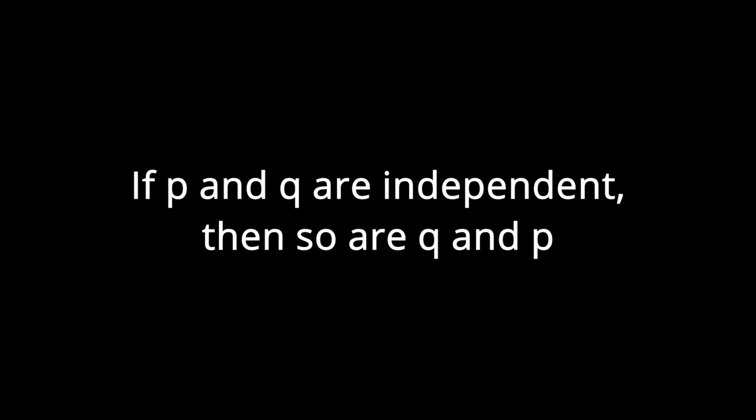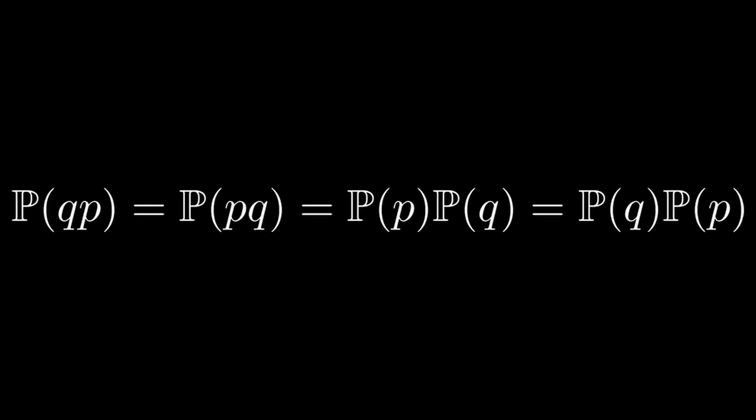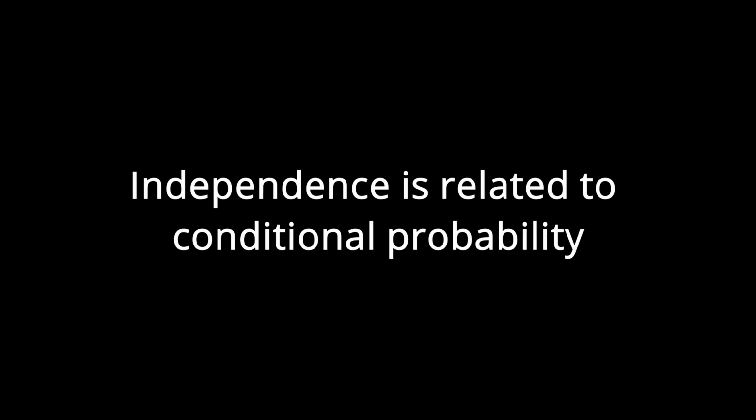This is a perfectly symmetric definition. If P and Q are independent, then so are Q and P. If P and Q are independent, then the probability of Q and P equals the probability of P and Q, which is the probability of P times the probability of Q, which is exactly the probability of Q times the probability of P. Another way to talk about independence is in terms of conditional probability.